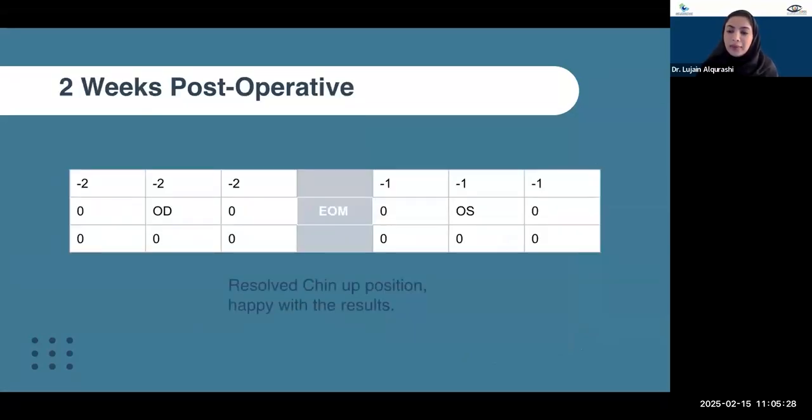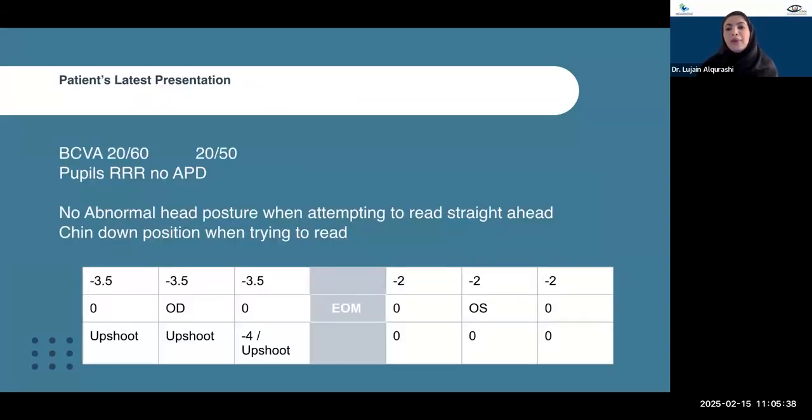In the following post-operative visit, the parents were happy with the result. She had the resolved chin up position, and she still had the limitation in superduction, which is expected. However, on her latest presentation, it's important to note that the patient missed a couple of her follow-up visits and then came to this one.